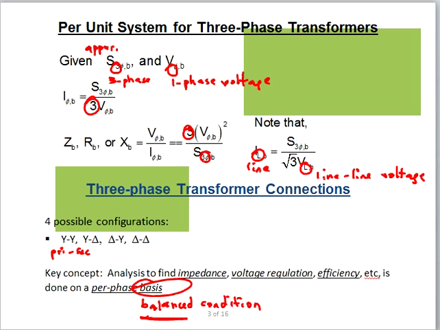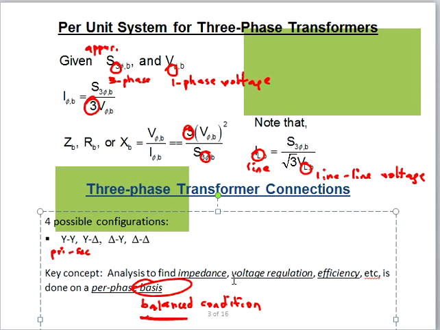Here you can see there are four possible configurations of transformers for the three-phase transformer connection, like how you connect them. There is YY here, and there is delta Y, and there is delta. There is Y delta, delta Y, and delta delta. I will explain later how they are connected.